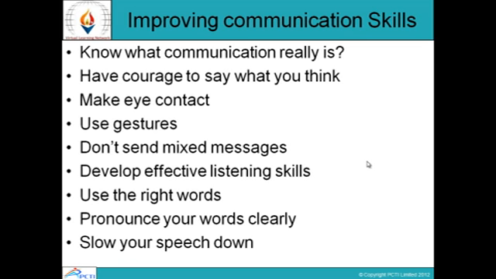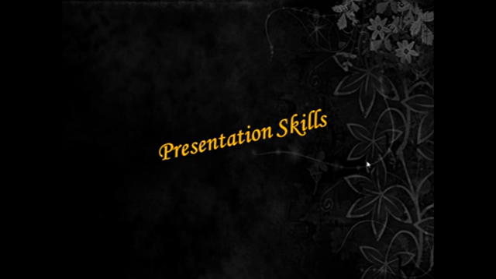Improving communication skills. How to improve? Know what communication really is. Have courage to say what you think. Make eye contact. Use gestures. Don't send mixed messages or confusing messages. Develop effective listening skills. Use the right words. Pronounce your words clearly. Slow your speech down. You have to have correct pronunciation of your words, and you don't have to speak too fast.